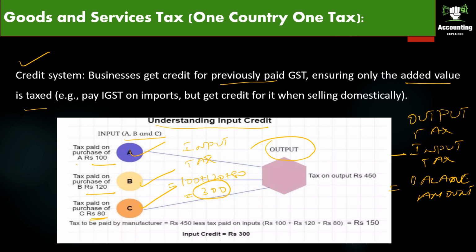And you need to pay an output tax of rupees 450. How much is the tax to be paid by the manufacturer? Since you have already paid rupees 300, you deduct the tax paid on inputs from 450. That is 100 plus 120 plus 80, rupees 300. The balance 150 is all that needs to be paid by the manufacturer. This 300 rupees which we have already paid is called input credit, because we are deducting it from the output tax.